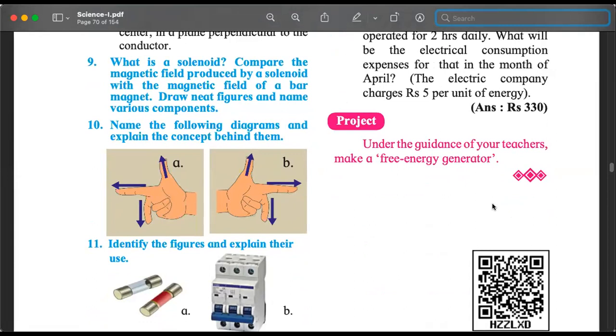With this, we complete this chapter number 4 in Science 1, which is called Effects of Electric Current.